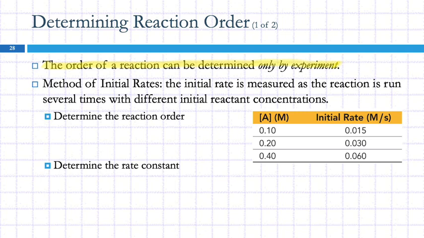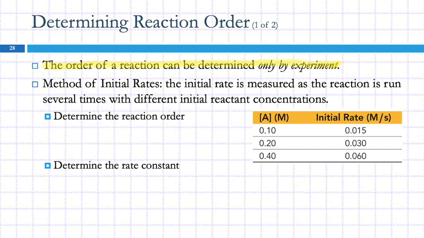One method is called the method of initial rates. And we're going to use this method in experiment 15A, which we're doing not next week, but the following week. So in this method, we take the initial rate of the reaction and we measure it. And we're going to run the reaction several different times with different initial concentrations. So here's some example data. Running the reaction with a concentration of 0.1, we measure the rate, it's this. We change this concentration, we measure the rate again, the rate changed. We do it a third time, measure this again, the rate changed.